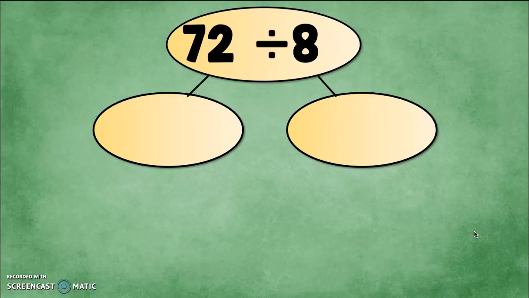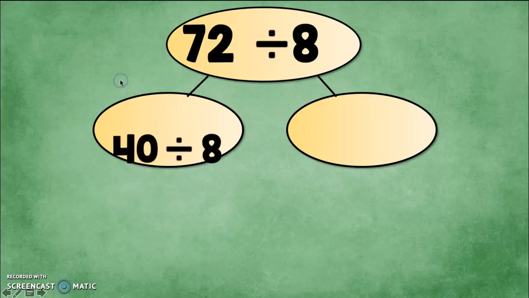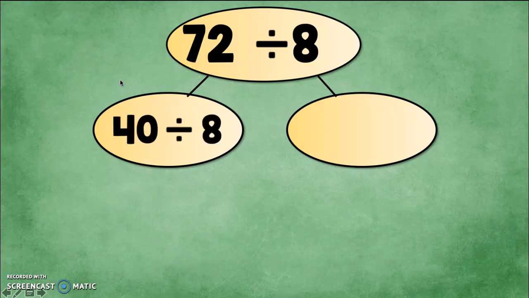All right, remember I said we're going to try to figure out things that we can pull out of that 72 to make it a smaller problem. I'm going to go ahead and give you the first part. We're going to do 40 divided by 8, because anytime you can take a 10 out of something, it's helpful. All right, 40 divided by 8. Go ahead and draw that in one of the parts.